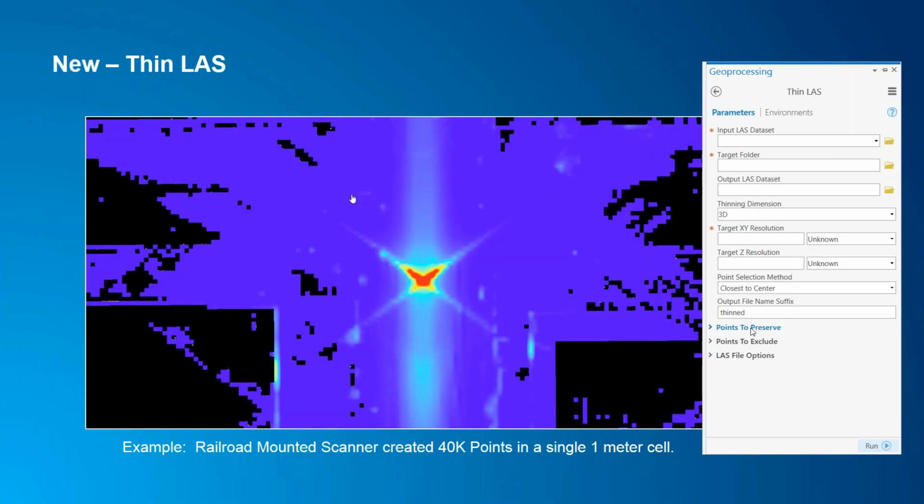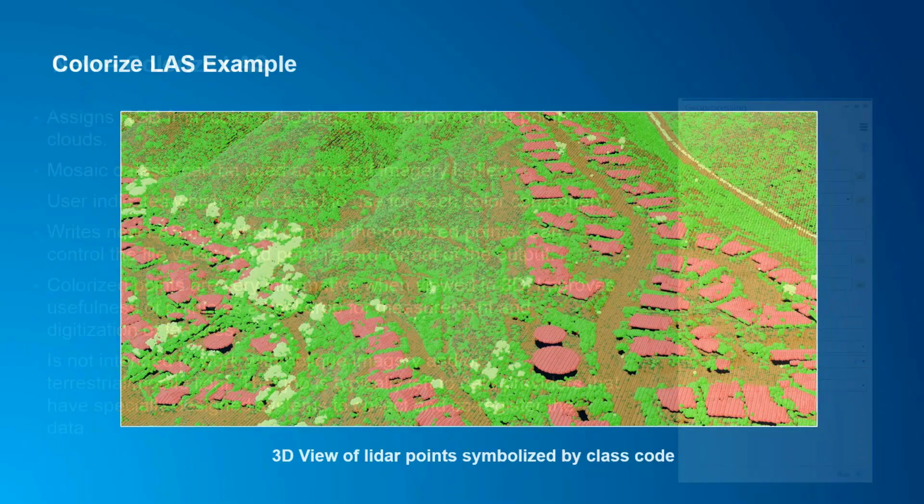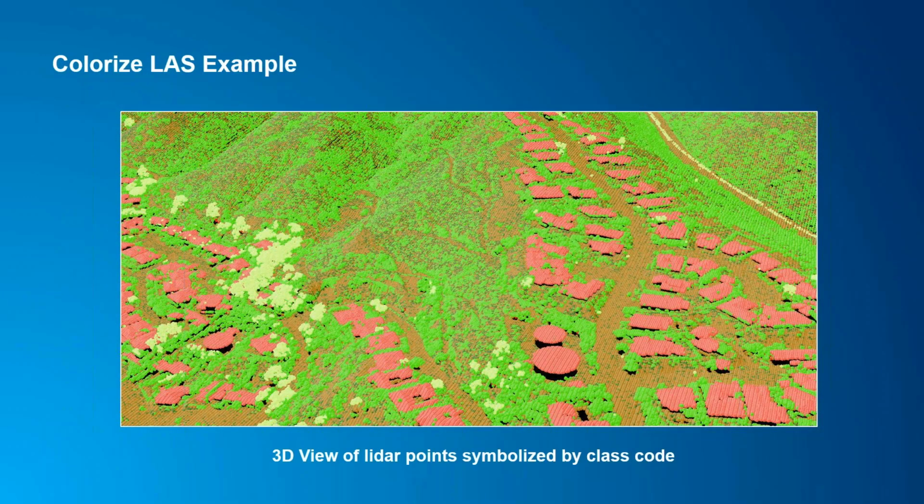Well, that might be just a little bit redundant. So we now have a solution that allows you to go into a LAS file and logically thin those data sets to get rid of all those redundant points. And then probably the one that we're most excited about, because we're imagery and LAS people, is the fact that we can now take our imagery with a point cloud and we can colorize that with the RGB values.